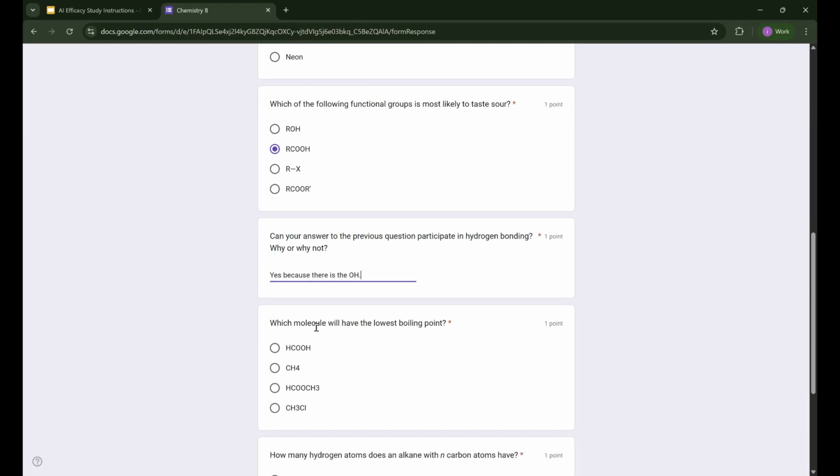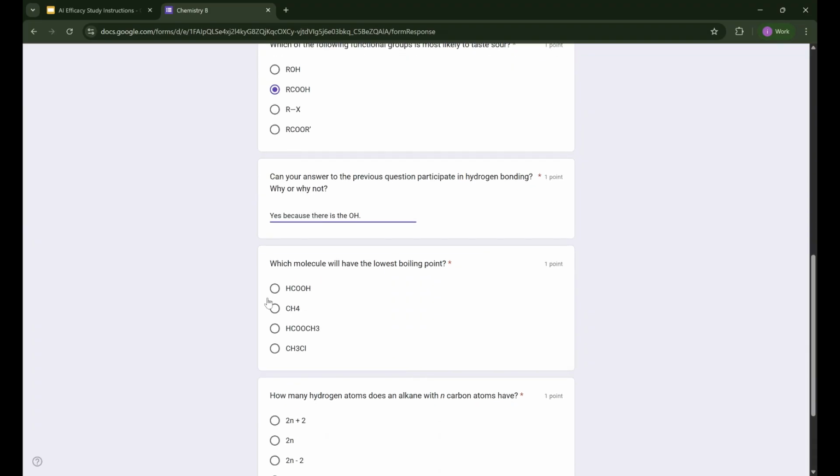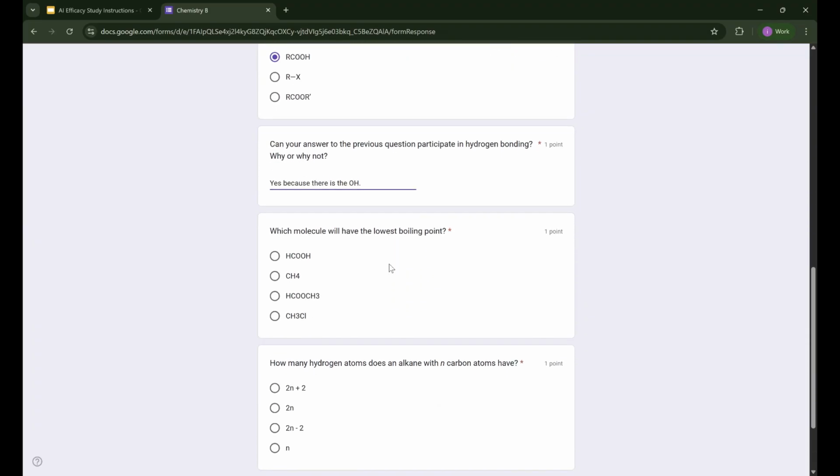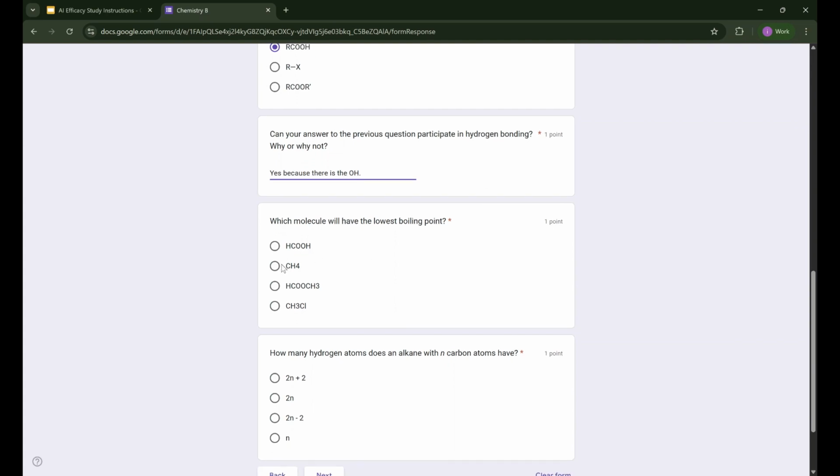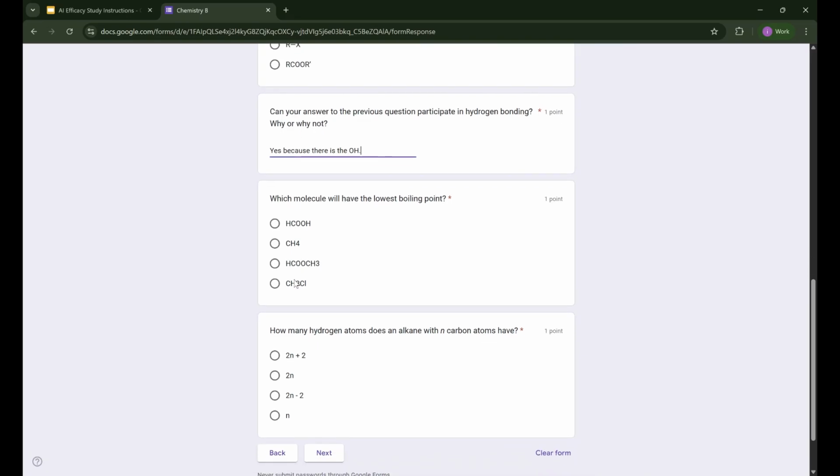Yeah, I got. Which molecule will have the lowest boiling point? So lowest boiling point, which means weak intermolecular interactions. So it's not this. It might be this. This is quite a longer one. So it's got stronger. I forgot what the force is called. And this has a CL. So it's this one's strong. This one's also strong. This one's going to be stronger. So I'll go with this one. This one seems pretty weak.